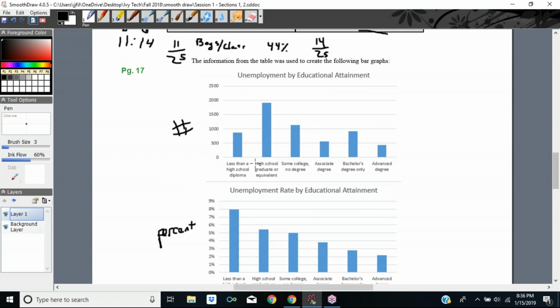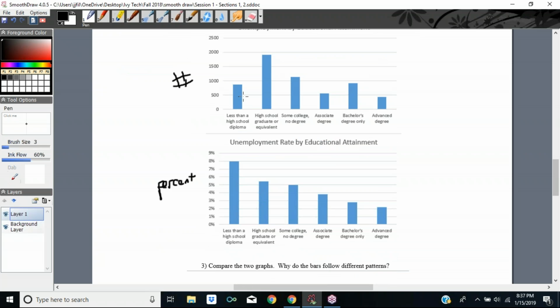So let's see. The less than a high school diploma, it looks like 873. So 873 unemployed people. And then on the chart, it says there are 10,000 people in that group. So the percent is the number of unemployed people in that group divided by the number of people in that group.